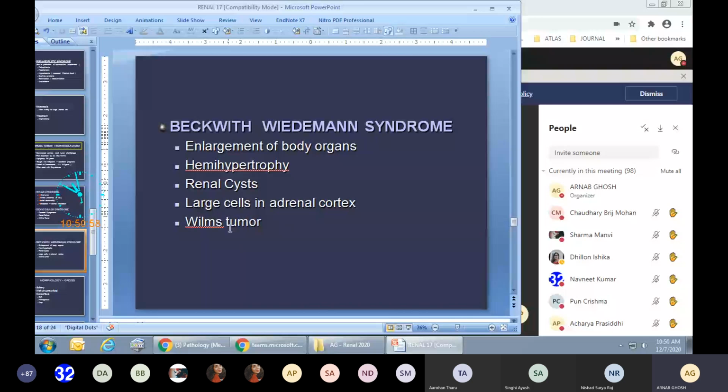So there will be enlargement of body organ. Hemihypertrophy, half of the body will be enlarged. Renal cyst, large cell in adrenal cortex, and Wilms tumor. So this is okay with all of you. I'll proceed. Yes? Yes. Okay. So morphology.